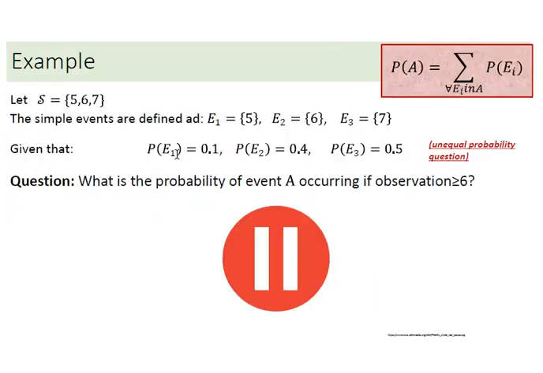Look at this example. Here S is 5, 6, 7. We have 3 simple events: E1 is 5, E2 is 6, and E3 is 7, and suppose the probabilities of each of them are 0.1, 0.4, and 0.5. Please note that the probabilities of these simple events are not equal in this example. Now what is the probability of event A occurring if the observation is 6 or greater than 6?